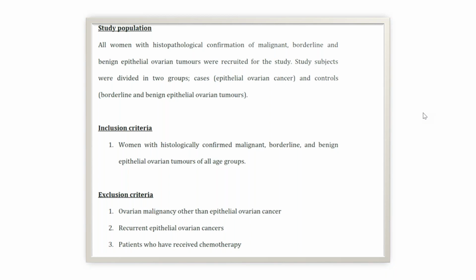Very good. Yes. So that is what I wanted to clarify, that exclusion criteria should be applied only to those patients who fulfill the inclusion criteria. Here, ovarian malignancy other than epithelial ovarian cancer is not itself an inclusion criteria, because we are studying epithelial ovarian tumor. So we cannot take other patients. So that is not an exclusion criteria, right?